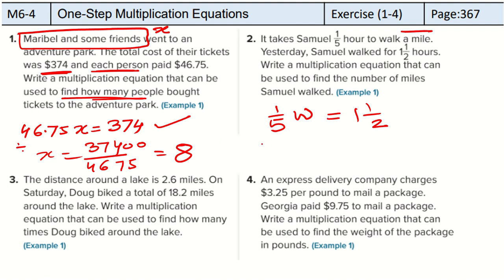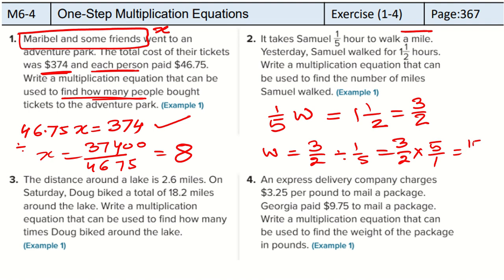Okay. So what answer will you get here? W is equal to 1.5, which means 3/2. I think I told you this in my another video also. So W is equal to 3/2 divided by 1/5. What I told you: if you have division with a fraction, you will compulsorily make it a multiplication. So 3/2 multiply 5/1. So it is 15/2, and 15/2 means 7 whole 1/2.